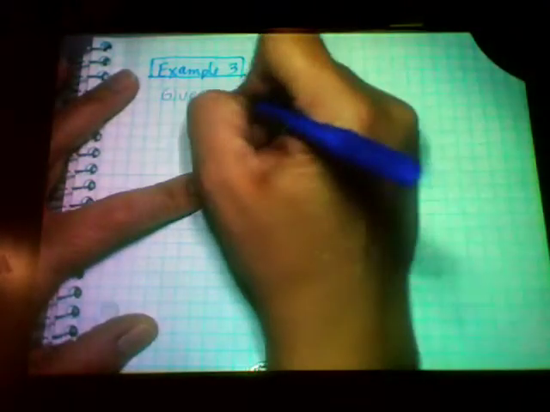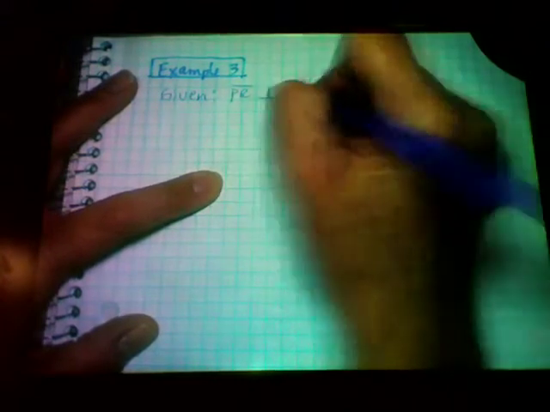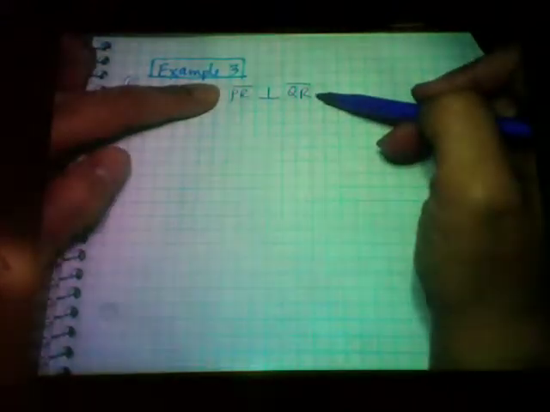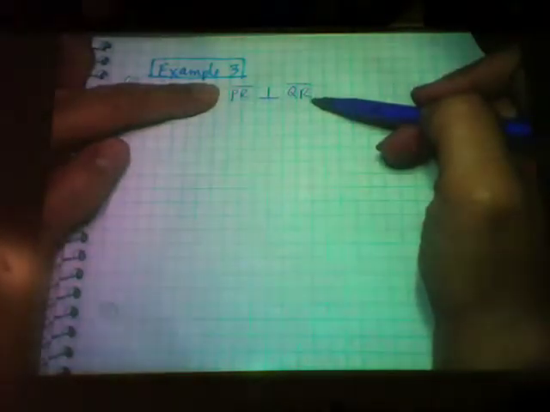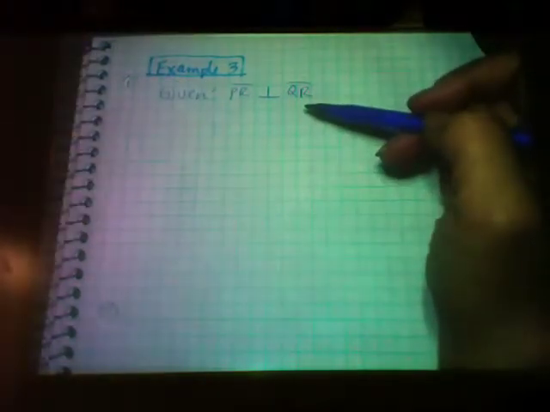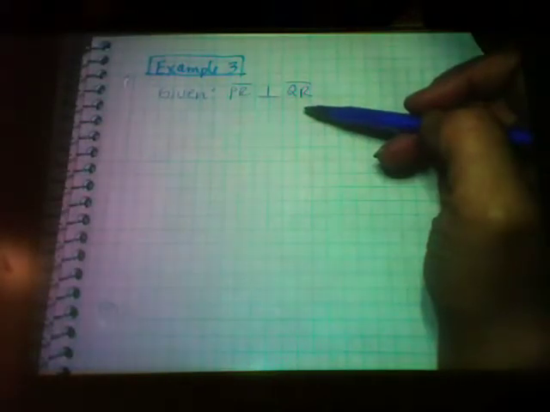Example 3. Here's what you've been given. You're given a lot in this one. Segment PR is perpendicular to segment QR. What do we conclude from perpendicular lines? That we have a right angle. Okay? What do we conclude from a right angle? That we have a right triangle.